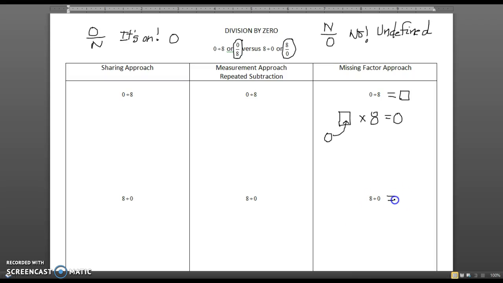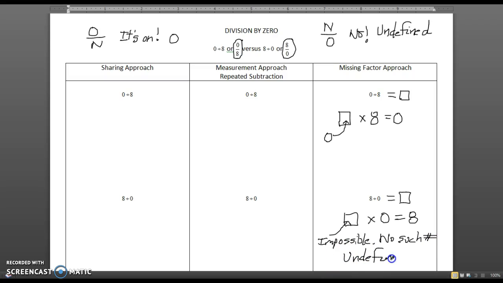And I'm going to do it the other direction. So I'm going to say, hey, some number times 0 is equal to 8. And what is that number? Well, anytime you multiply by 0, you're going to get an answer of 0. So this is impossible. Or you could say no such number. So here's where undefined comes in. Okay, hopefully this is making some sense to you.